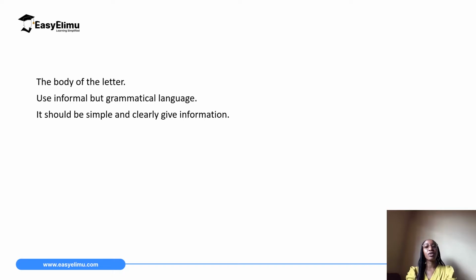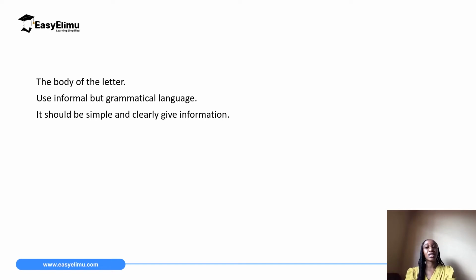So after you have written the address and the salutation, we now go to the body of the letter. The body is why you are writing this letter. Remember, this is an informal letter, so the language you use does not necessarily have to be official, but it must be grammatically correct. Remember to punctuate well and to use capital letters where you need them.